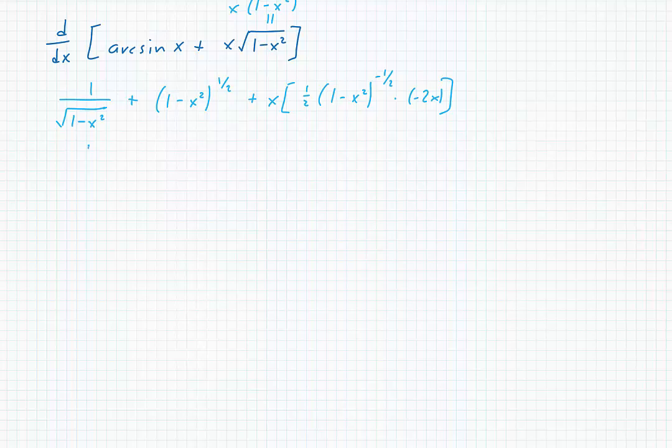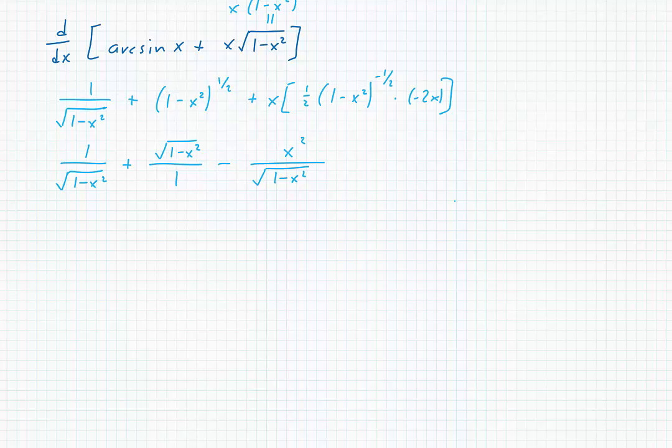So here we're going to have 1 over the square root of 1 minus x squared plus, I'm going to write this as the square root of 1 minus x squared over 1. Then we're going to have minus x squared over the square root of 1 minus x squared. So I'm taking x times 1/2 times negative 2x. Negative 2 times 1/2 is negative 1, so that's where the negative comes from. X times x is x squared, that's where the x squared comes from. And I'm rewriting the 1 minus x squared to the negative 1/2, putting it in the bottom so the exponent is positive 1/2 and rewriting as a square root.